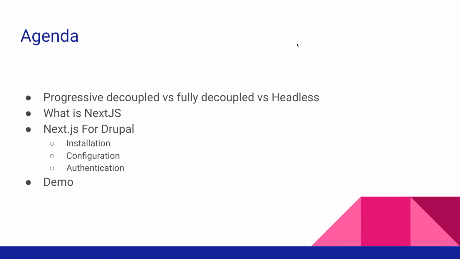During this session, I'm going to explain the differences between progressive decoupled, fully decoupled, and headless. What is Node.js? We're going to explore the Node.js for Drupal module and package. We're going to see how to install it, configure it, and then we're going to see how the authentication system works. And at the end, there will be a demo and a Q&A.